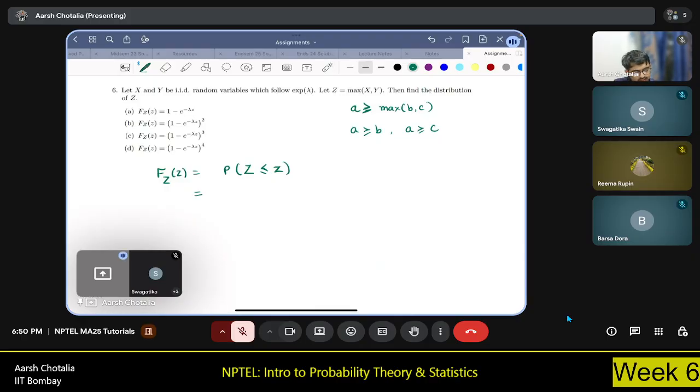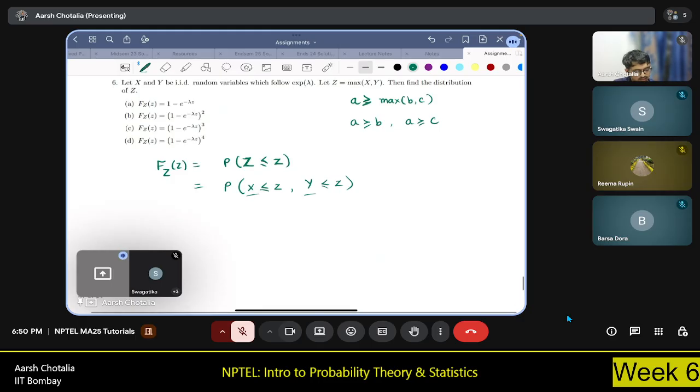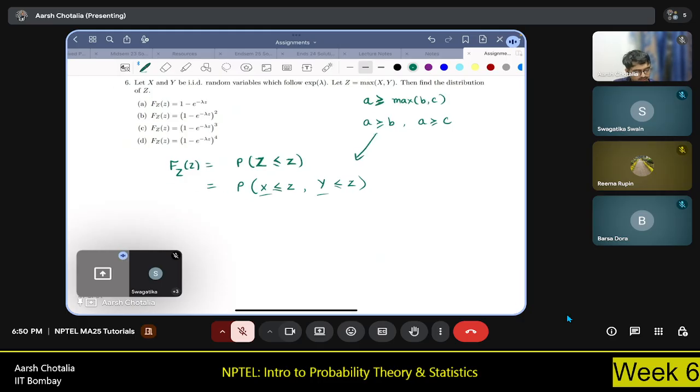So now the probability that Z is less than or equal to z means that we have X also less than or equal to z and Y also less than or equal to z. Only then the maximum of X and Y would be less than or equal to z, right? It's the same thing, but I've written it the other way around. So our A is Z and these two are X and Y. And because they are independent, I can write the probability that X is less than or equal to z times the probability that Y is less than or equal to z.